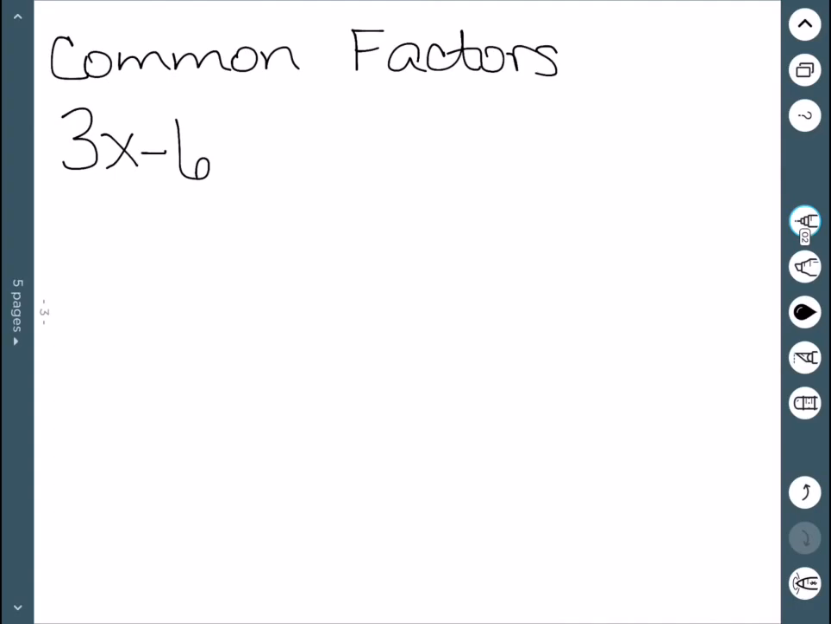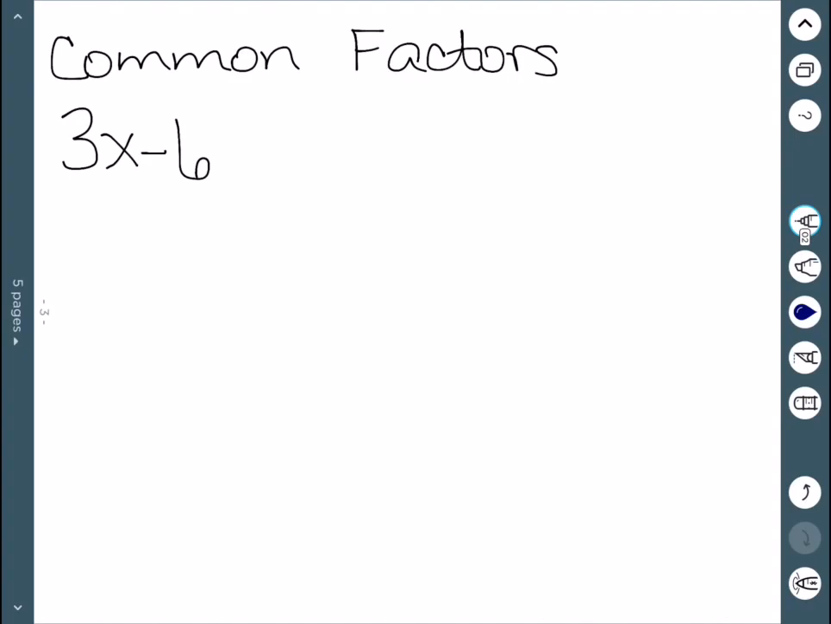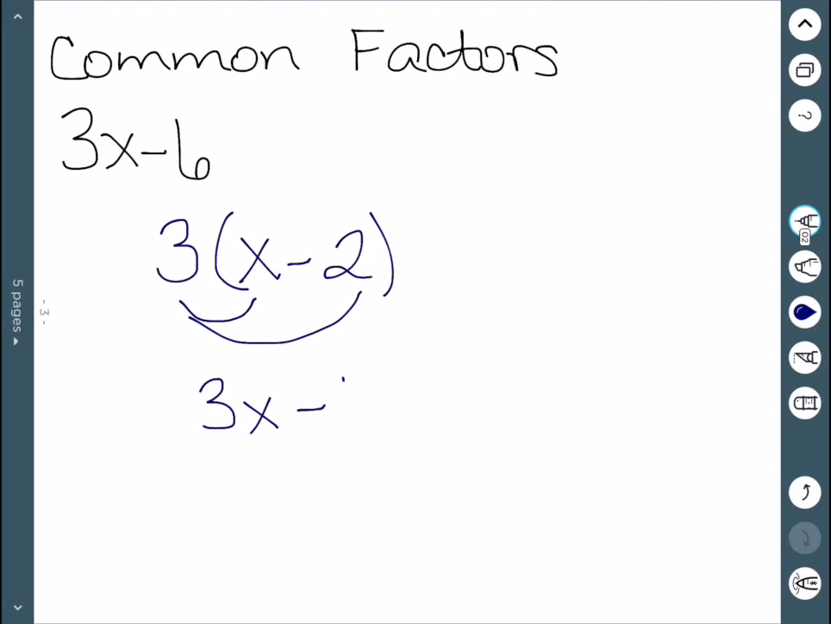And the first thing we're going to look at when factoring is common factors. So these are things that are common in every single term. So we can see with this one, we have 3x minus 6. And we can see that 3 divides into both of these. So I can rewrite this as 3 times x minus 2. And this works because if we try to go backwards, 3 times x is 3x, and 3 times negative 2 is negative 6. So it does work.